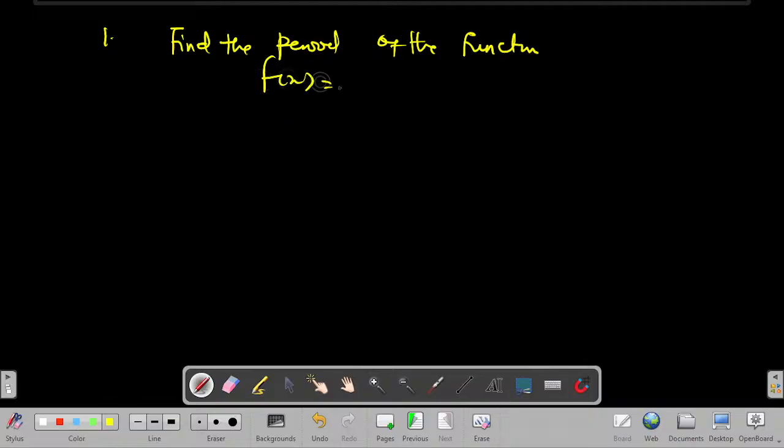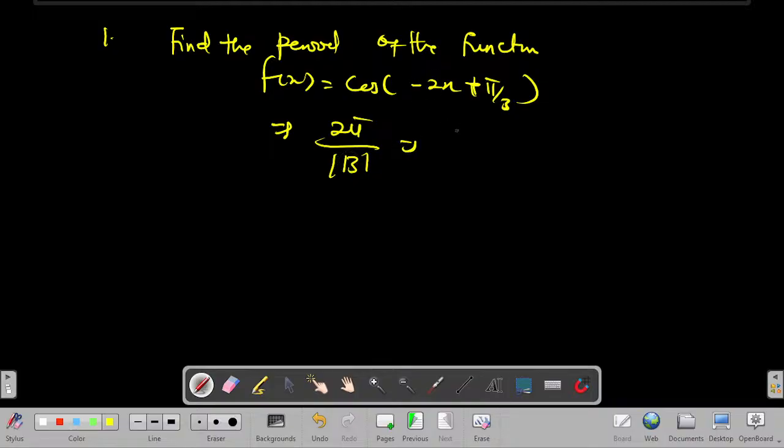First question: find the period of the function f of x equal to cosine of negative 2x plus pi over 3. You are simply going to have pi over the absolute value of b. Our b is negative 2, so pi over the absolute value of 2. The answer is pi. Simple as that.